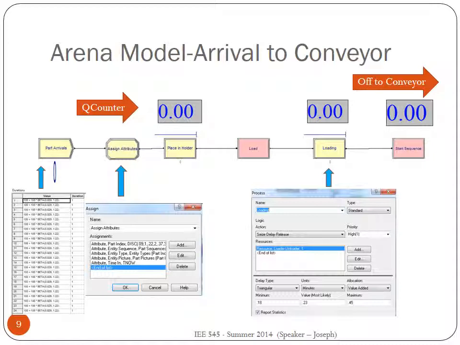Then we'll get to the loading portion of it, in which it will access the conveyor, and the loading process will use the loader and finally load it in, start the sequence and load it into the conveyor if a space is available.